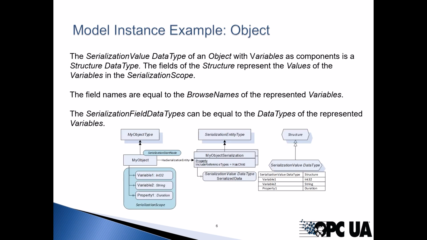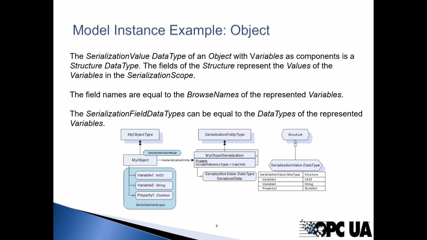This shows the result of object serialization when serializing the components of an object. The myObject object has two child variables and one property, and each of these children contains a value. This object references a serialization entity and therefore becomes a serialization start node. The myObject serialization instance of the serialization entity type has the include reference types property set to HasChild. This selects all variables and properties.